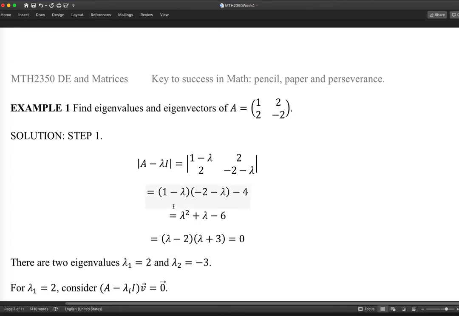Step one, actually, maybe just say this is step 2: solve the eigenvalues and the eigenvectors.